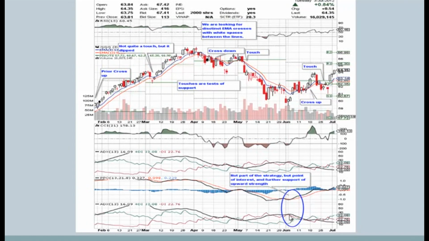I'm pointing out that here we have a squeeze that has been forming. There was an area here where it looked almost like the PPO was going to cross up, but it didn't. But here it actually did. Now this squeeze, we are not trading the squeeze pattern. In this particular strategy, we are actually going to be trading the 8 crosses of the EMA. We are keeping it very simple.